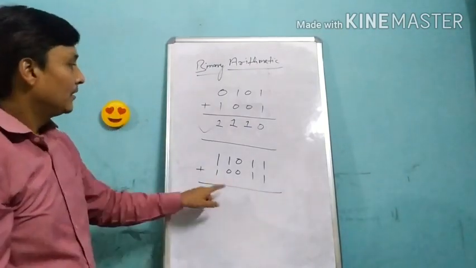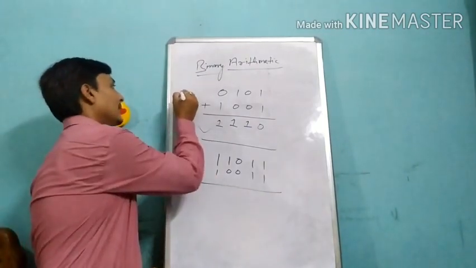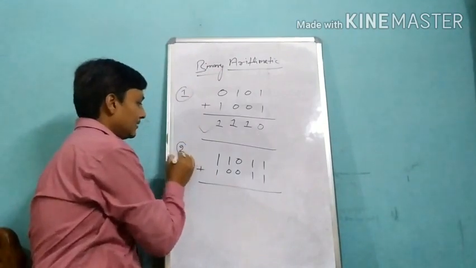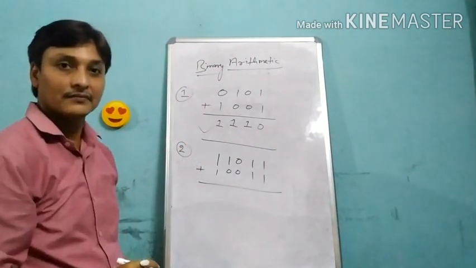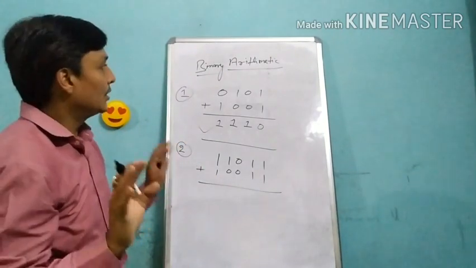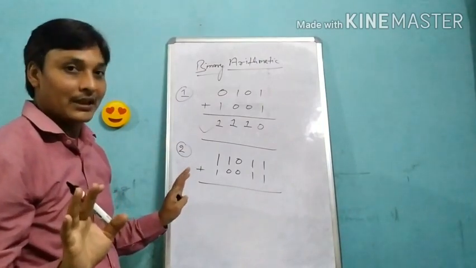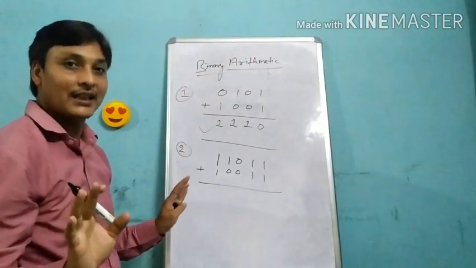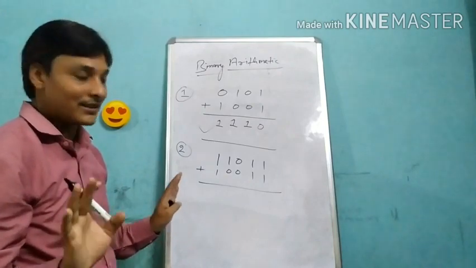What we have to do? We have to add it. It was your question number first and this is your question number second. Clear? It's your binary arithmetic operation we are doing, in which we are discussing first addition.